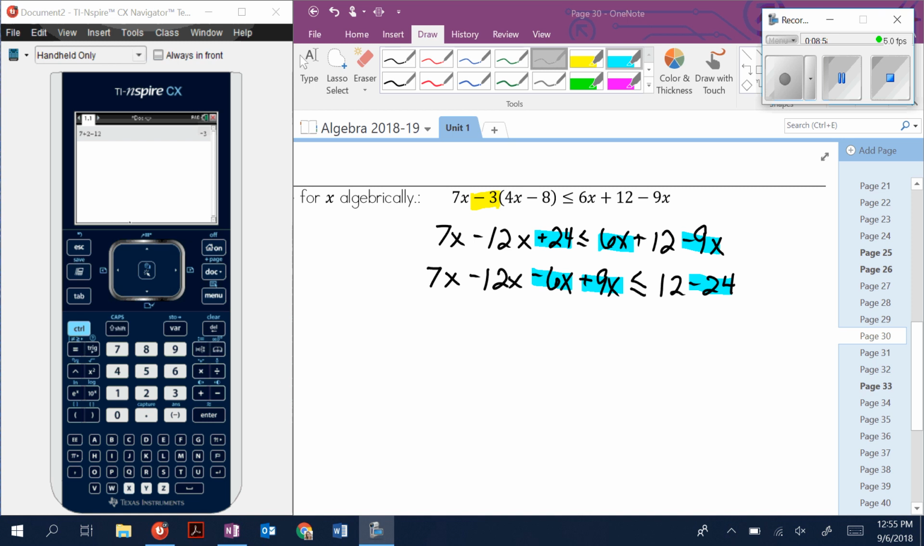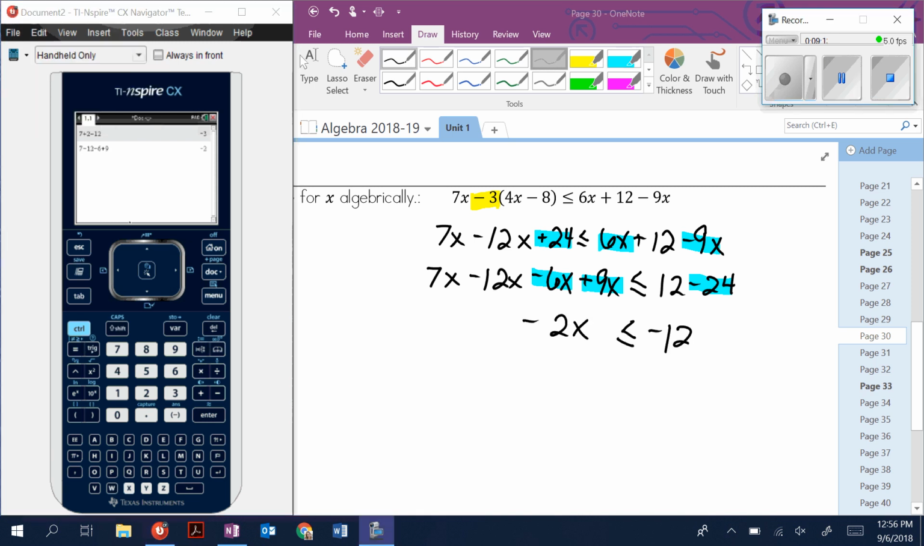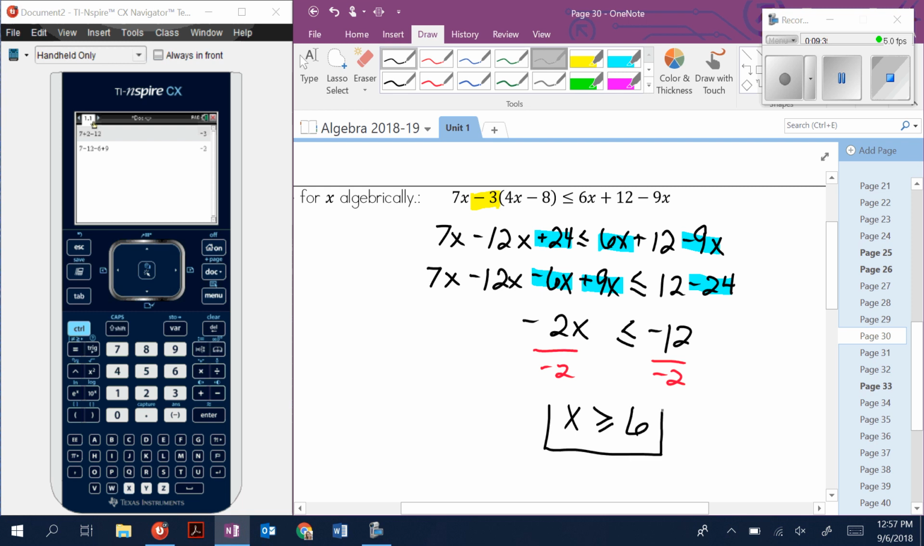Okay, how'd that go for you? 7x minus 12x was okay, and then the 6x and minus 9x had to move over to the x side but change signs, and the same with the plus 24 became minus 24. Okay, let's group together our like terms. And I used my calculator to help me. Notice how I did 7 minus 12 minus 6 plus 9 instead of 7x minus 12x minus 6x plus 9x. Calculators don't work in x terms, but they know how to do integers. You should get negative 2. And our last step would be divide both sides by negative 2. And x is greater than or equal to 6.